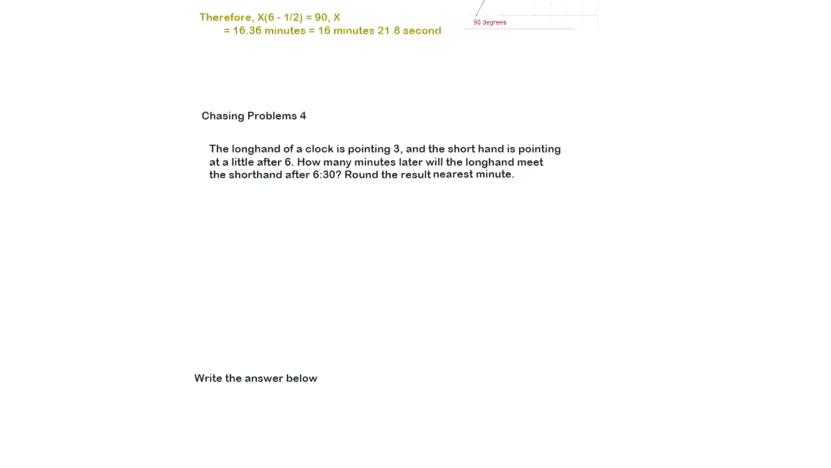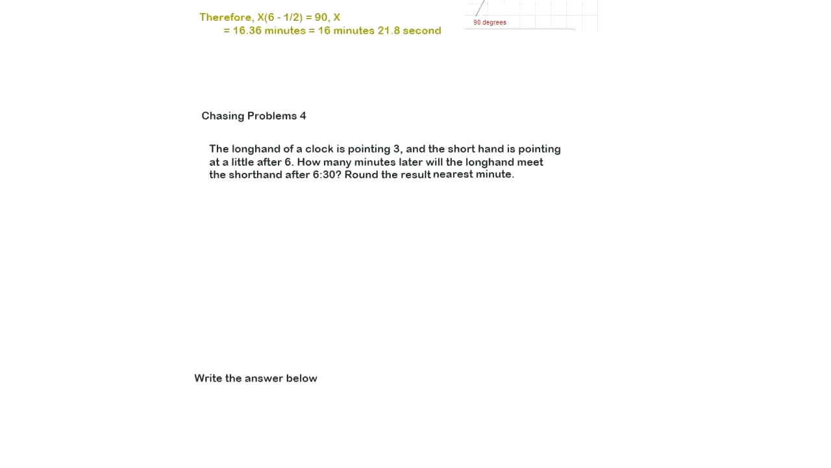Next question. The long hand of a clock is pointing at 3. Okay. The short hand is pointing a little after 6. So 3, 6. So the time is 6:15. You can tell, right? I hope you can read a traditional clock.